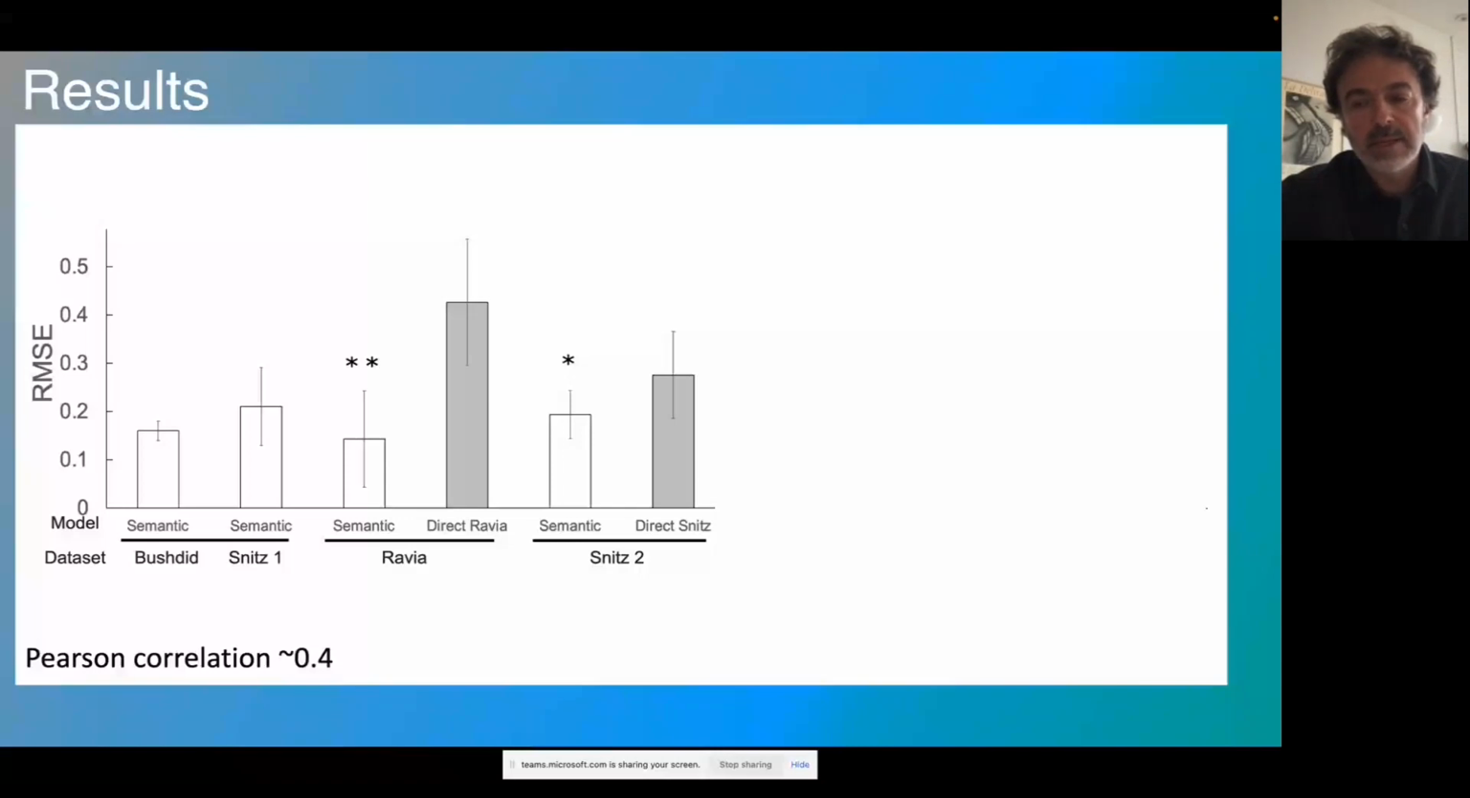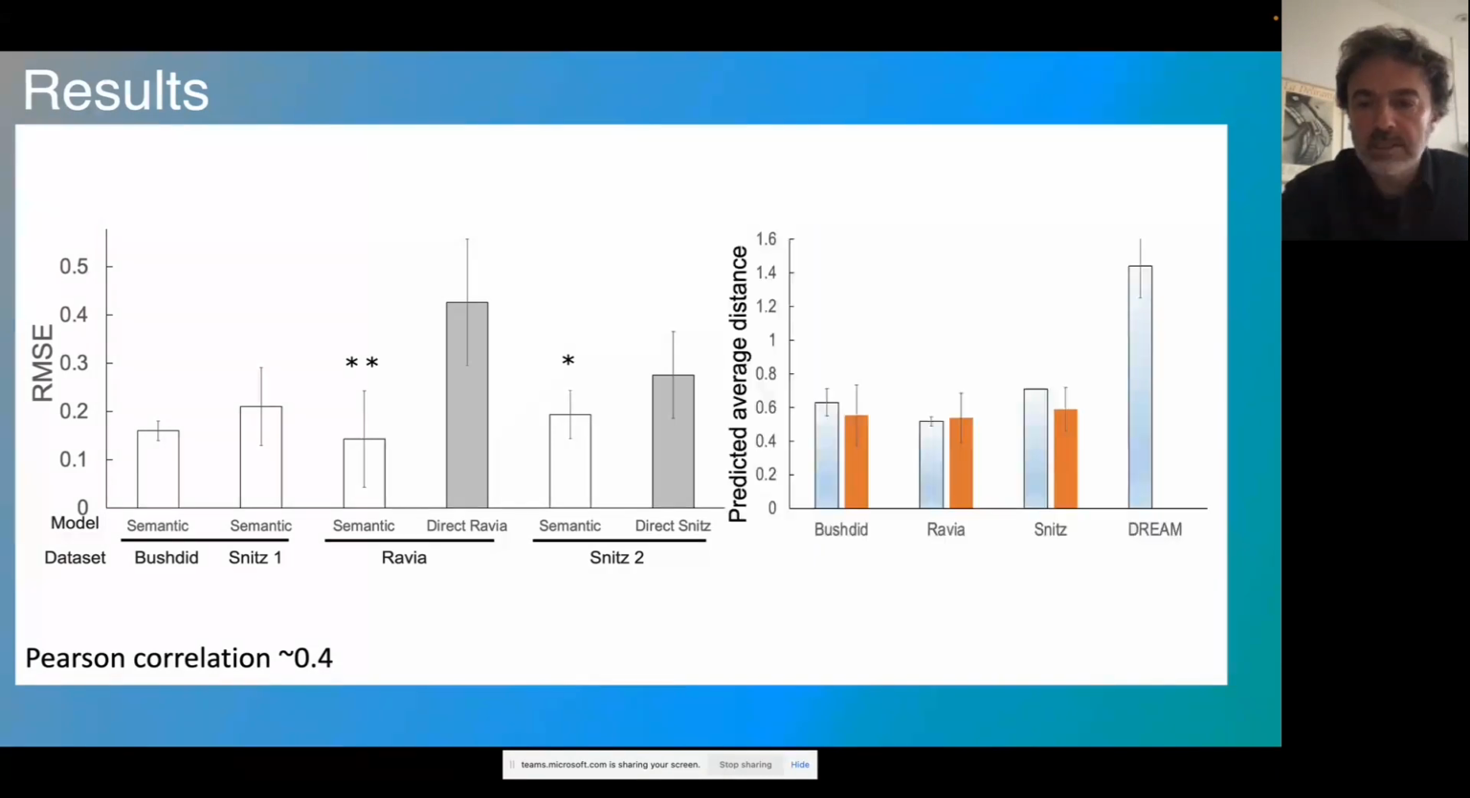So what can we do with this model besides just predicting, more or less correctly, the distances between mixtures? Well, for one, we can predict the average distance between mixtures in data sets. And as you can see in Bush-Dit, Ravia, and SNITS, we do pretty well. And we can use this to show that the DREAM data set, which of course is not a mixture, it's just single molecules, but as I said, it works also for single molecules, has a much larger distance between the molecules than the average mixture data set. And that makes sense because the DREAM data set was trying to get a universe of smells.